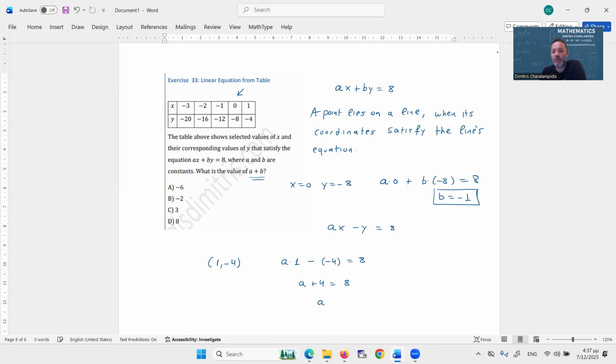So, a is 12. Which means that a plus b would have been equal to 12 plus negative 1, which is, of course, equal to 11. And this means that C is the right answer for this exercise.